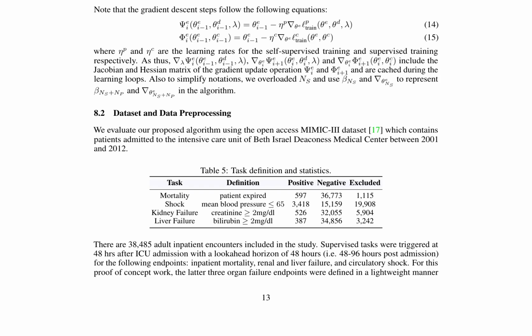The task definitions and statistics are presented in Table 5, including the number of positive, negative, and excluded encounters for each task. The hyperparameter selection is presented in Table 6, including learning rates and state size for the LSTM model, selected based on validation metrics such as AUC and MSE.